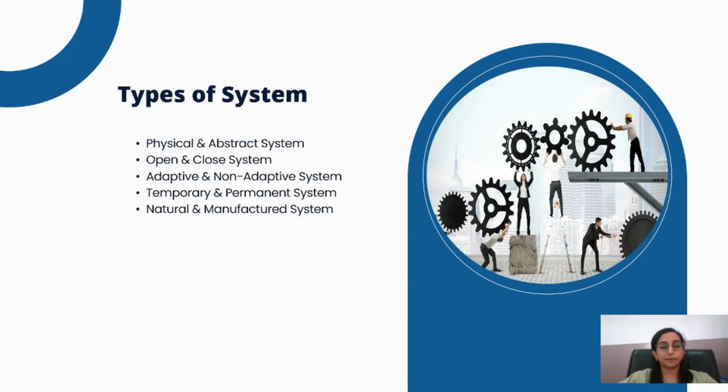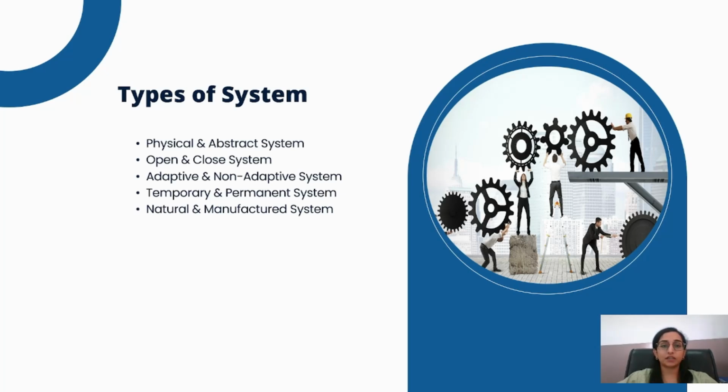Next type is adaptive and non-adaptive systems. So adaptive systems respond to the change in the environment in a way to improve their performance and to survive. For example, human beings and animals. On the other hand, a non-adaptive system is a system which does not respond to the environment. For example, machines.